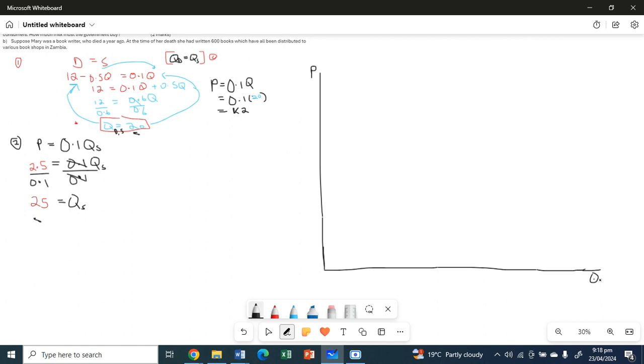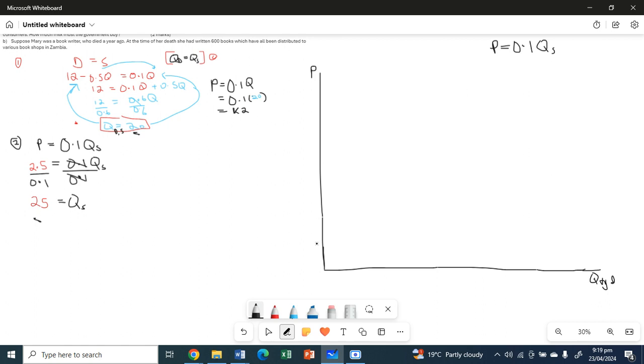A y-intercept is just where the graph cuts the y-axis. Okay, that's what the y-intercept is. So for the supply curve, or the supply equation, which is P equals 0.1 QS, we want to find where this graph is starting from, basically where it is cutting the y-axis.